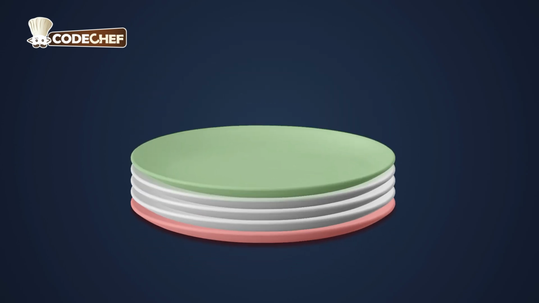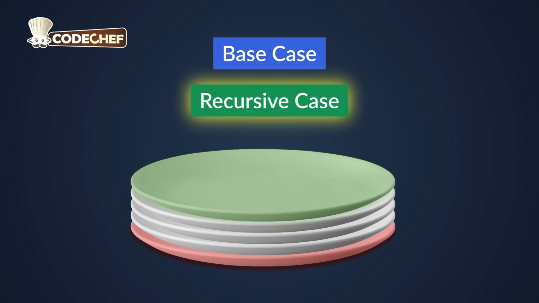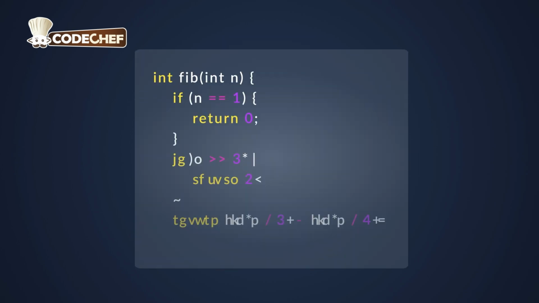A recursive process has two main parts. 1. A base case, which stops the process when a simple condition is met. 2. A recursive case where the function keeps calling itself to break the problem into smaller parts until it reaches the base case. Here is the code for computing Fibonacci numbers using recursion.